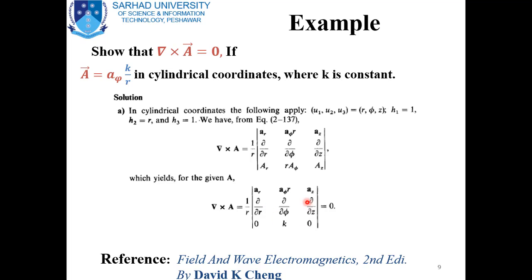After calculating this determinant we will have 0, which shows that the curl of a vector A is equal to 0 in the cylindrical coordinates.